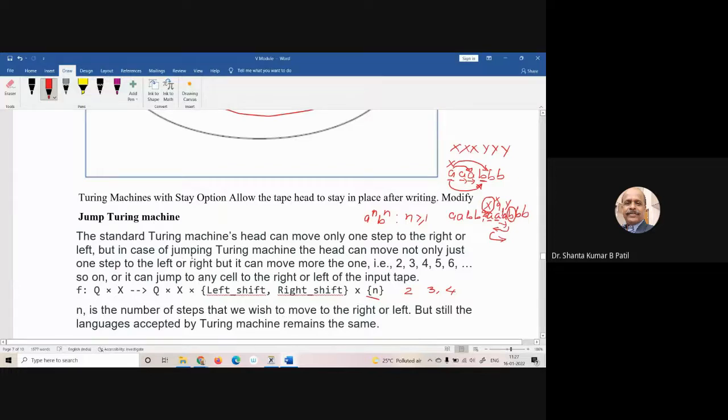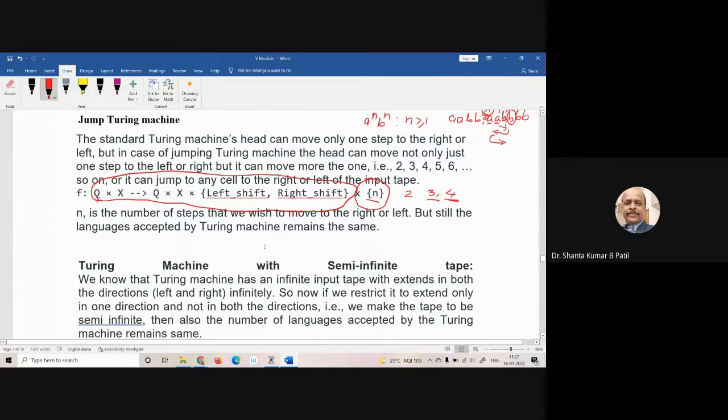The only difference between the standard Turing machine and the jump Turing machine is this: in the standard Turing machine, the transition function is defined as only this. Whereas in the case of the jump, along with this definition of the transition function, we have the n also. N can be specified by the user. If you want to skip two symbols, specify it as 3. If you want to skip three symbols, you can specify it as 4. Such a Turing machine we can call the jump Turing machine.